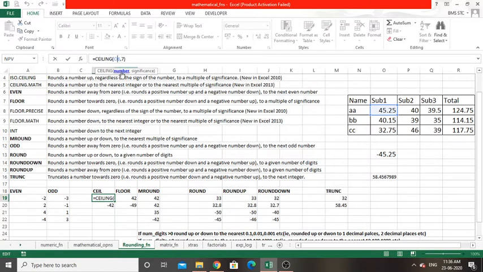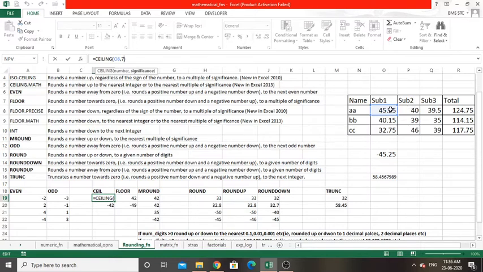The first argument is the number and the second one is the significance. The second value, significance, refers to the multiple. In our example, we passed the number as 45.25 and the significance value as 7. So it will consider the multiple of 7 for this number, and ceiling performs a rounding up.